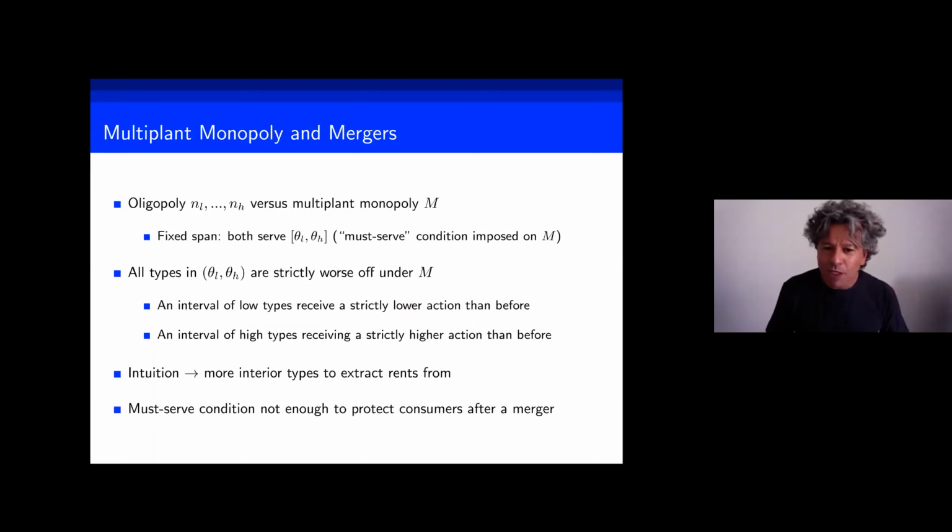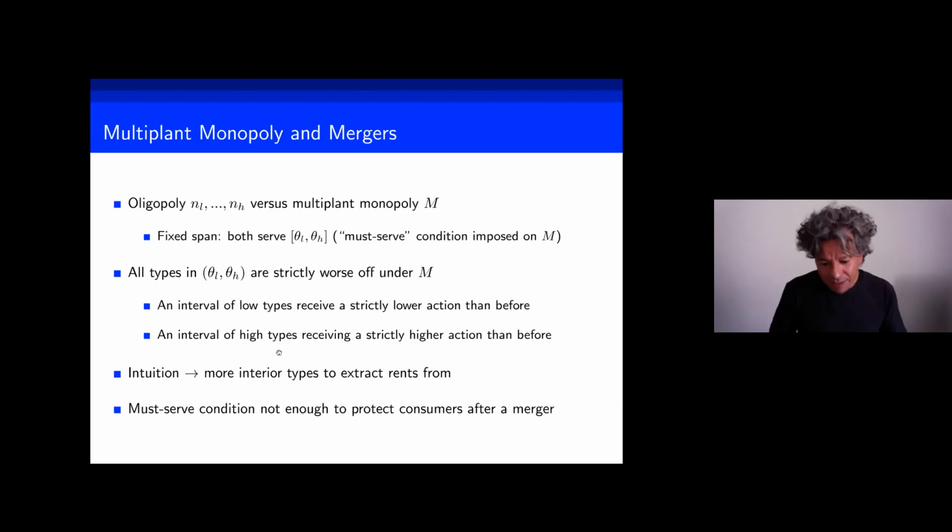First, we say, well, suppose that we impose a must-serve condition on M. That is, that both in oligopoly and after the merger of all these firms, they must serve exactly the same set of types. So something imposed by an antitrust authority. Then we show that all types in the interior of this interval are strictly worse off under the merged firm. And an interval of low types receive a strictly lower action, so there are further distortions at the lower end, and also further distortions at the upper end.